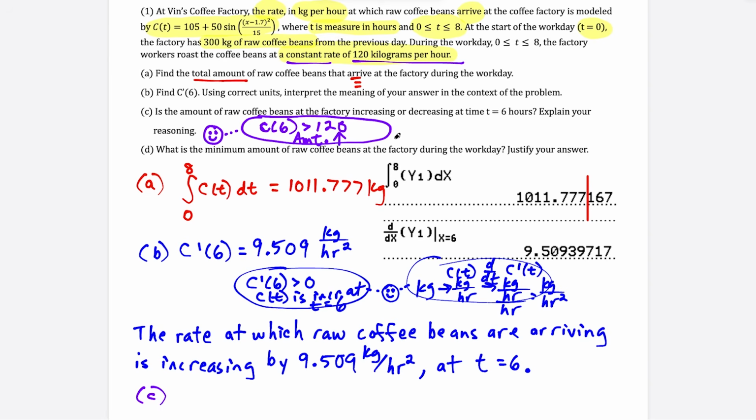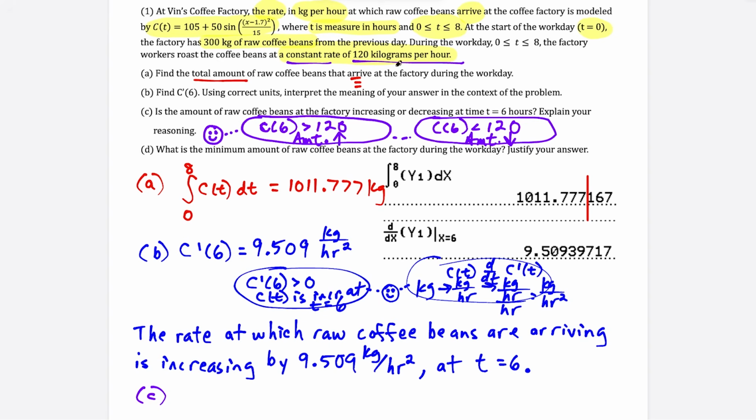In another scenario, we'll continue this thought over here, what we could have is C of 6, which is the rate at which coffee shows up at t equals 6. If it is less than 120, then that means the workers are roasting coffee faster than it's showing up. Then the amount of coffee left at the factory is going to decrease. So the pile of raw coffee beans is going to shrink if the workers are working faster than the coffee is showing up. So that's the thought process behind this.